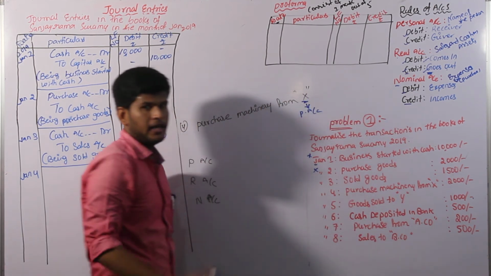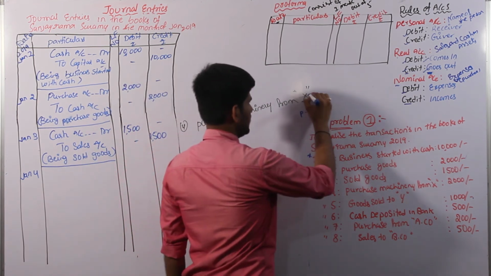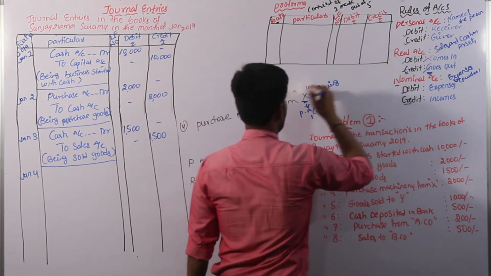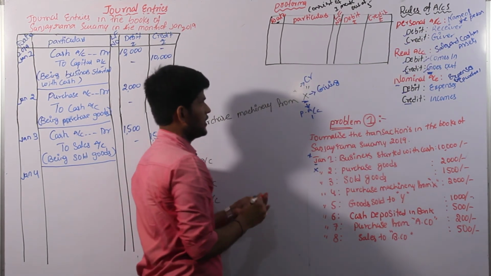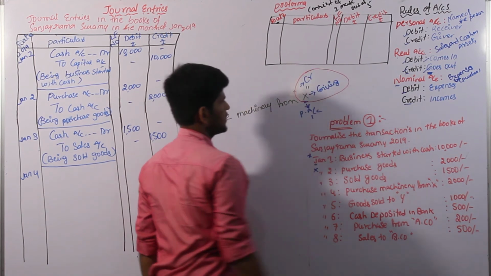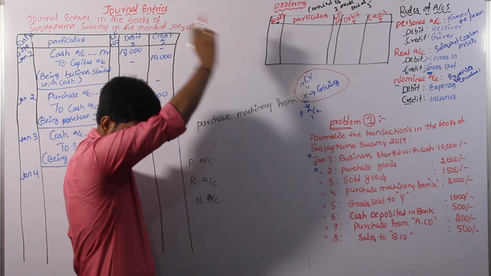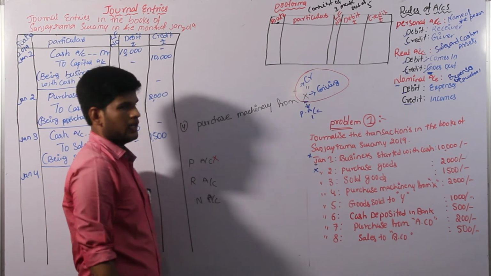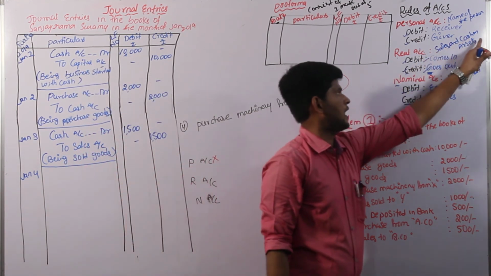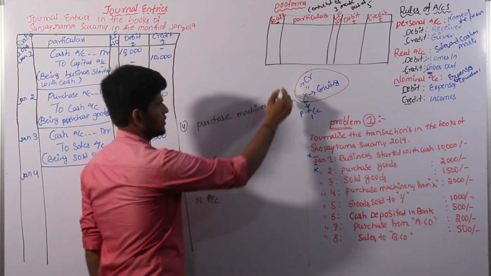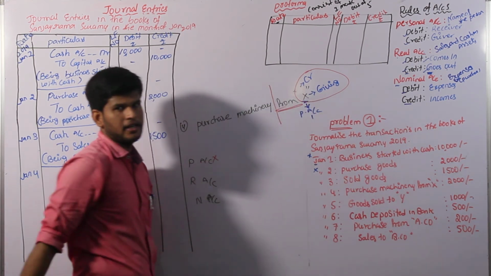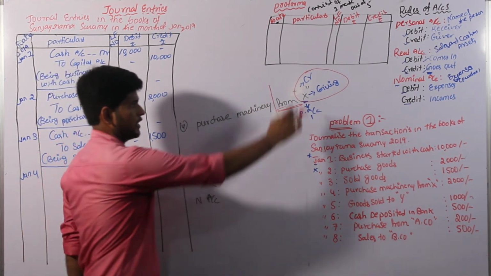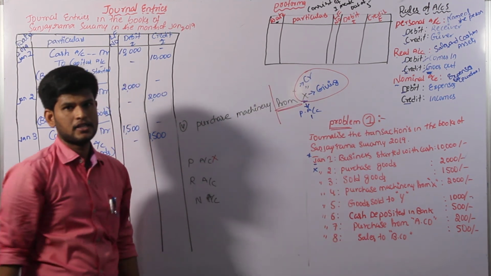From X is nothing but X is giving. Giver always goes to the credit side in personal account. So the personal account is completed. We can cancel the personal account and come to the second one, real account. Real account is relating to sales, cash or asset. Purchase machinery. So the credit side of the fourth entry is completed, and the debit side we have to identify.